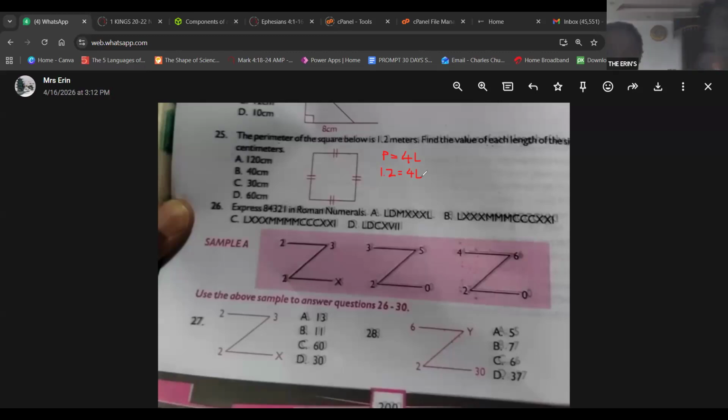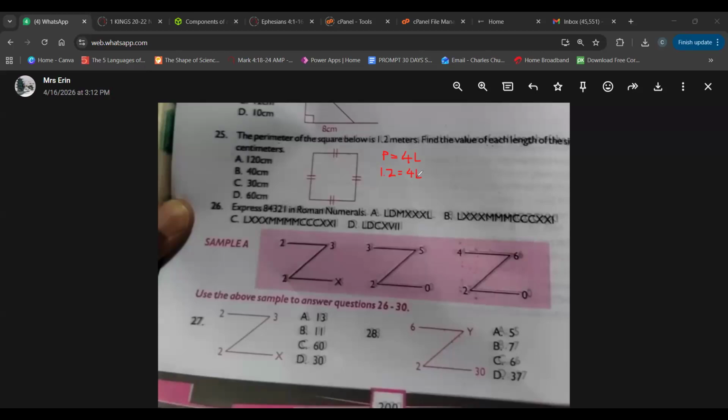We divide both sides by 1.2? No. What are we going to divide both sides by? By 4. It's by 4 now. See, Faith, we can't divide both sides by 1.2 because it's not 1.2 that is multiplying L. Remember that question I always ask: when you are looking for a particular variable, you want to find out what that variable is when it's alone.